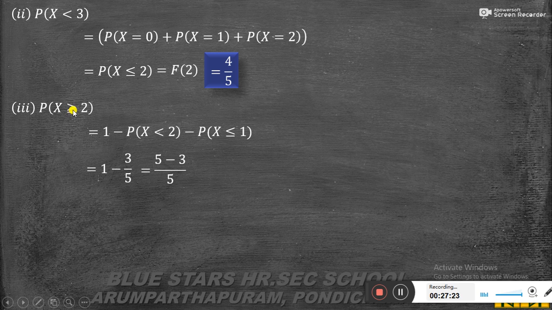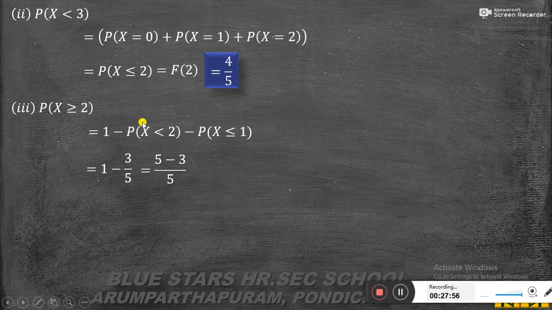Or otherwise, for the probability of x greater than or equal to 2, you consider the x values 2 and above, so probability of x equal to 2 plus probability of x equal to 3 plus probability of x equal to 4. Or there is an alternative way: 1 minus the probability of the smaller values, that is, 1 minus the probability of x less than 2.